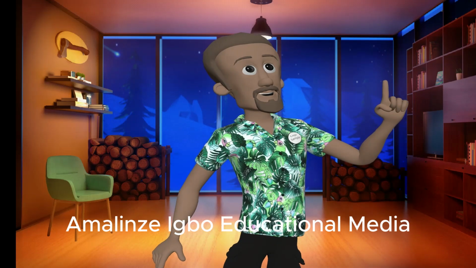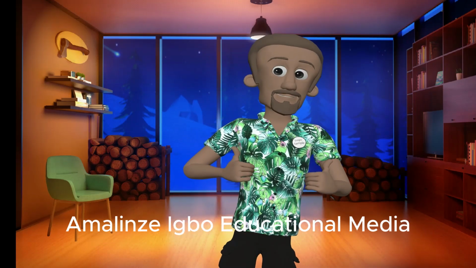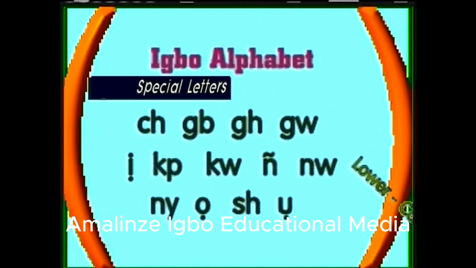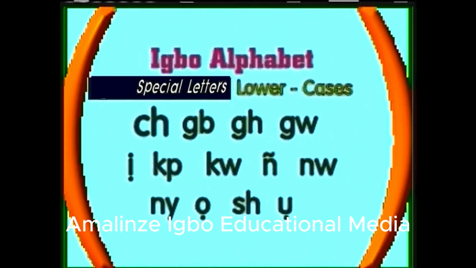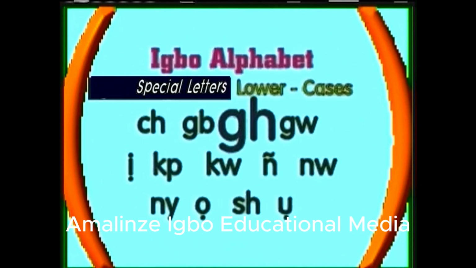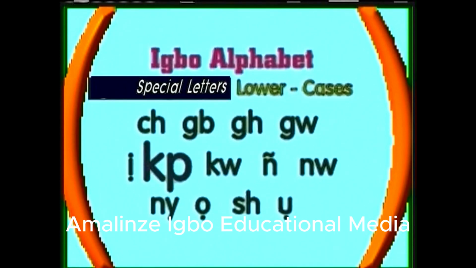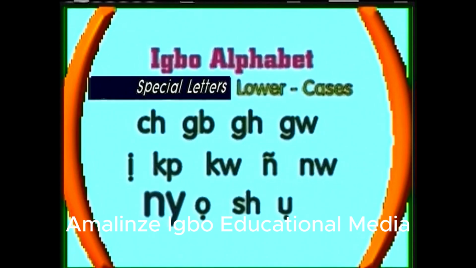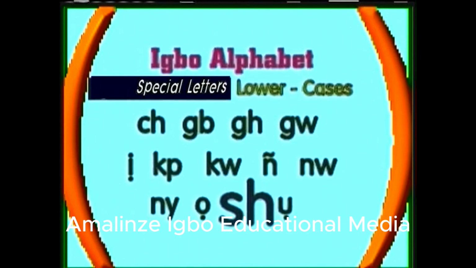Now, the special Igbo letters that are contained in the Igbo alphabet, like this. Chi, Bwe, Re, Gwe, E, Be, We, Nge, Nwe, Nye, O, Shi, O.